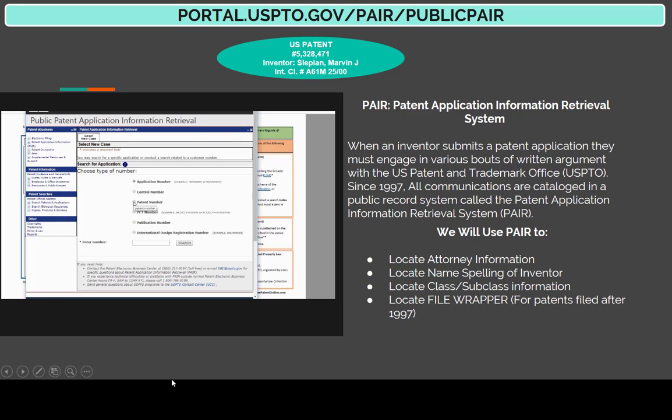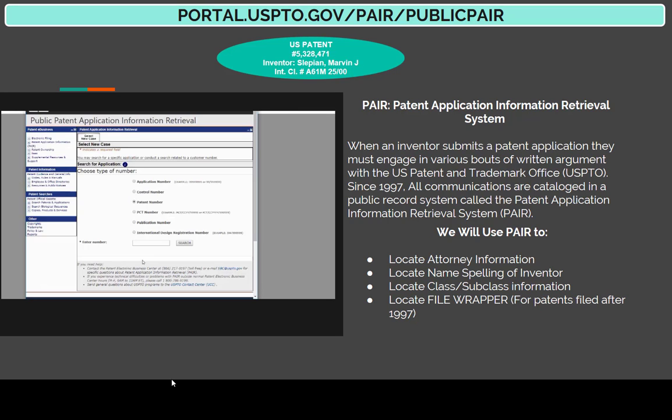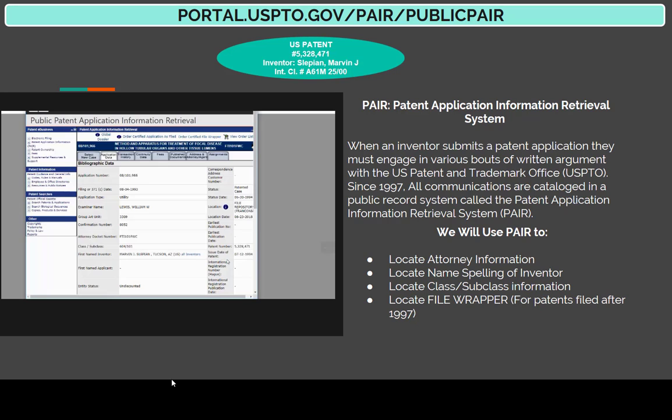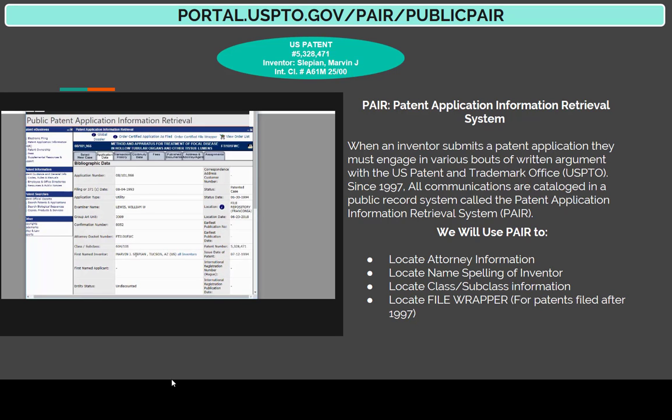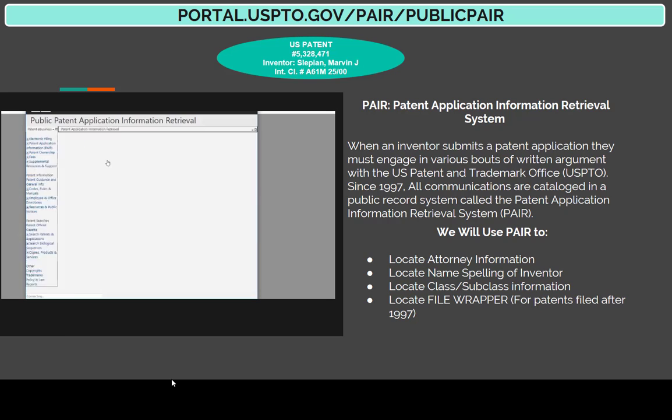So we'd click the toggle for patent number. You could also search by PCT number if you knew that. And then we just take 5328471 from the top of Slepian, type it in here, search. And this is the home screen of the Patent Application Information Retrieval System. You can see here's the named inventor. Here's the address of the attorneys who handled the case. There's a tab called Continuity Data, which has all of the family that's related to this patent.